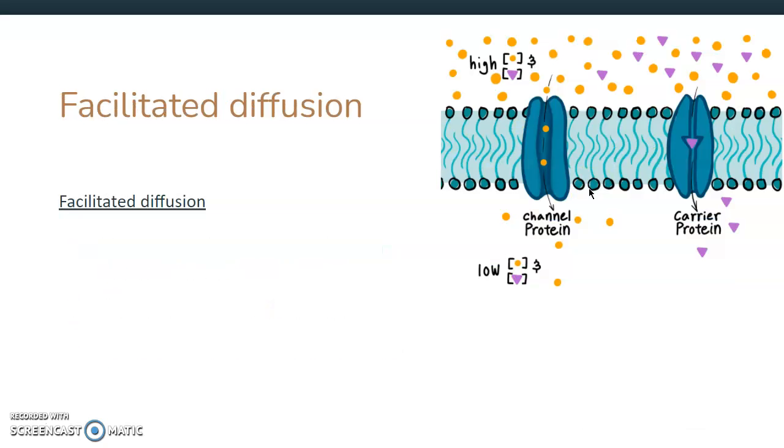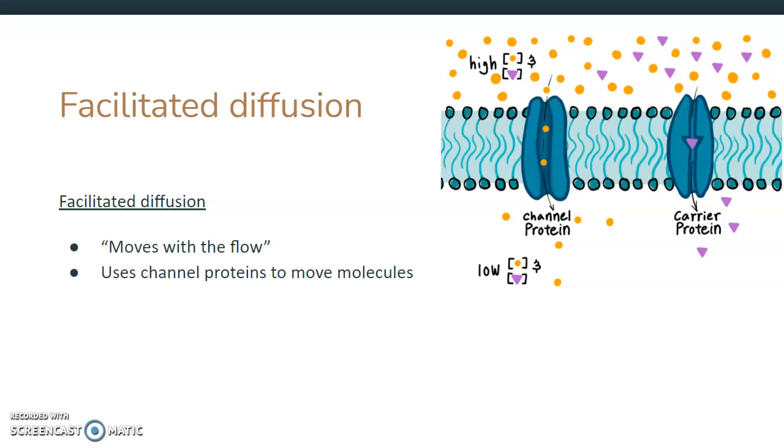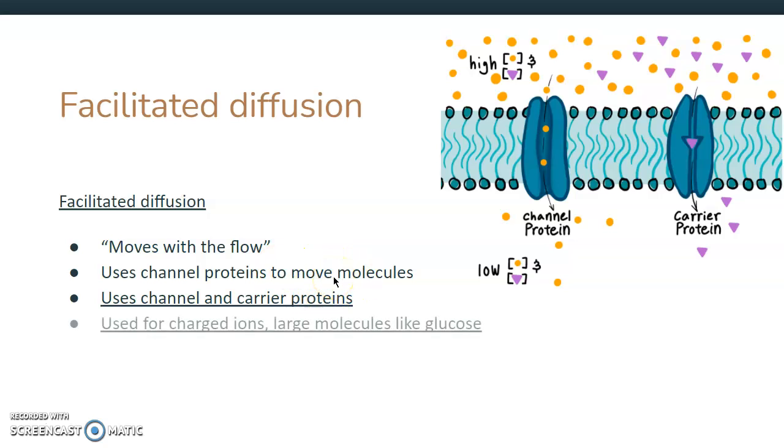Then we have our facilitated diffusion. Again, our facilitated diffusion moves with the flow. This uses channel proteins to move molecules. You could also use carrier proteins. I should have put carrier proteins as well. Oh, I underlined it there. Uses channel and carrier proteins. Sorry about that, guys. Uses channel and carrier proteins, and it's used for charged ions, charged particles, and then large particles as well.